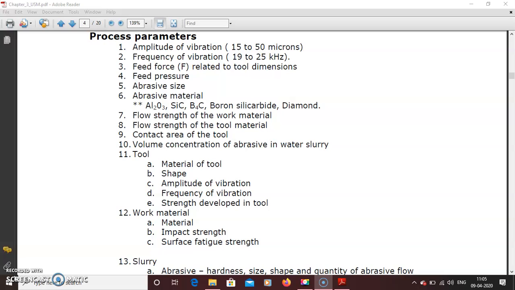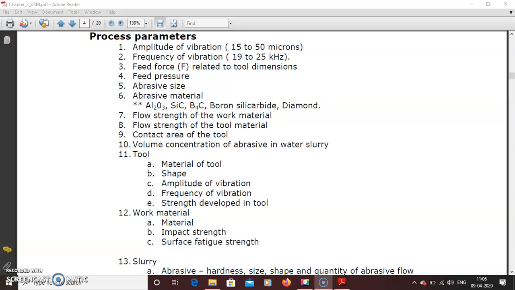Now next is abrasive size. As abrasive size increases, it will increase the MRR, but at the same time it will reduce the surface quality. So we cannot use larger abrasive particles during the machining process. Then abrasive material, as we have discussed two or three times, we have different types of abrasive material: aluminum oxide, silicon carbide, boron carbide, then diamond dust. All have their specific strengths.